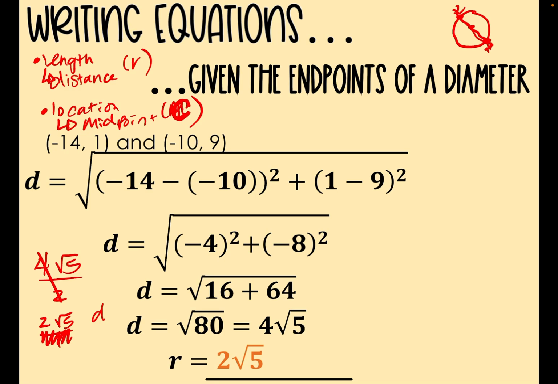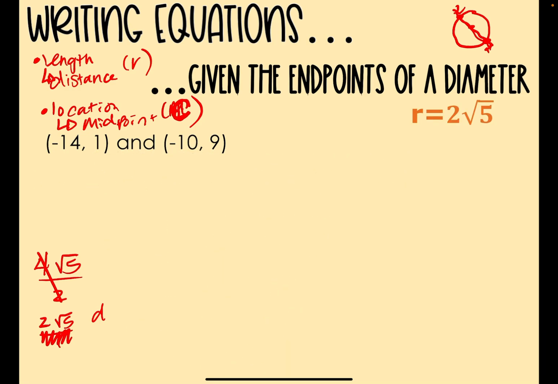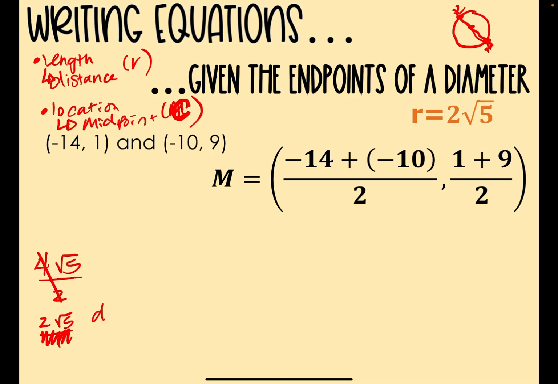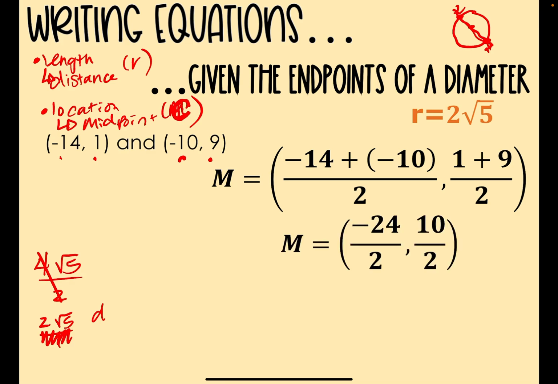All right, we've got my radius. Now I need to use the midpoint formula to find the center point so I can write the entire equation. Remember, your midpoint is the average of your x values and the average of your y values. So I'm going to add my x values together, divide them by 2. Then I'm going to add my y values and then divide them by 2. And you should get negative 12, 5.